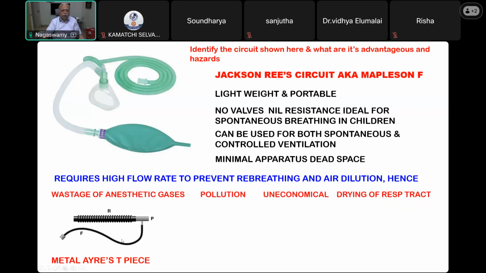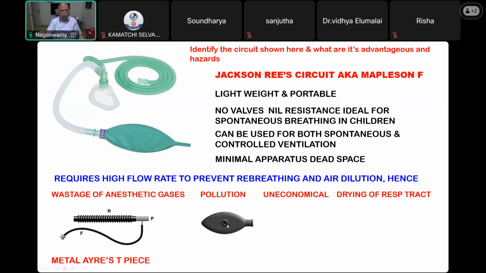This is a metal T-piece used in the olden days. Just for comparison, I'm giving this, another modification of the reservoir bag. Jackson Rees said there should be an open tail for the reservoir bag, but somebody found it difficult to control ventilation with this, because you have to pinch and release this every time. You have to use two hands.